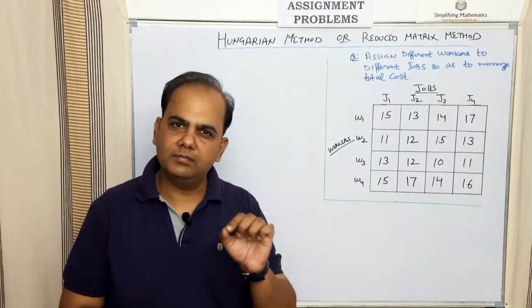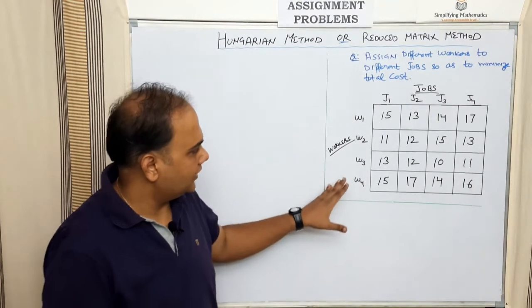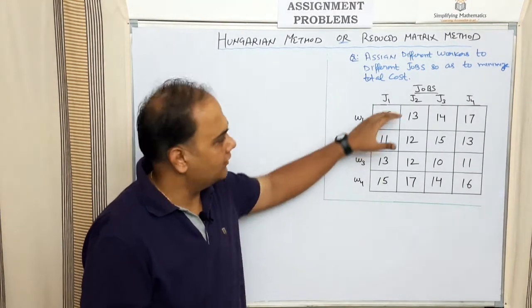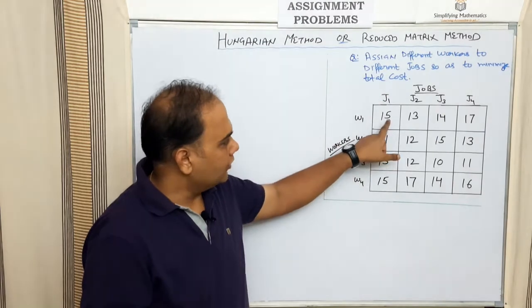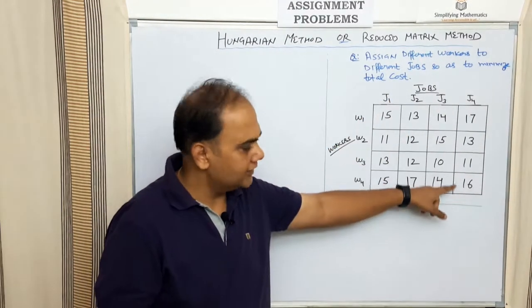So we are taking one assignment problem for better understanding of the Hungarian method. What is there in this assignment problem? There are 4 workers and 4 jobs. Now the cost is given if this worker is given this job. Similarly, the other costs are given.